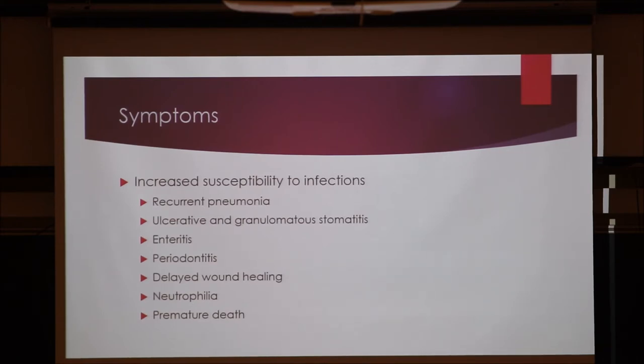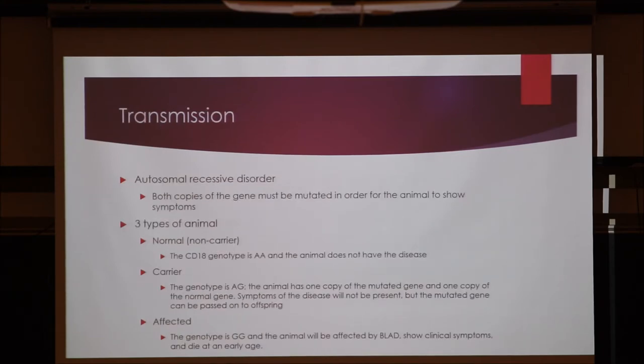And then premature death. One thing about the premature death, the death is not caused by BLAD. It's caused by the infection. So a cow that would normally be able to overcome pneumonia or salmonella or something would probably succumb to that. So that's called a secondary cause of death, right? Because BLAD will never kill you, but because you can't fight infection, then you die of something else. It's kind of like AIDS in that sense. Very similar.